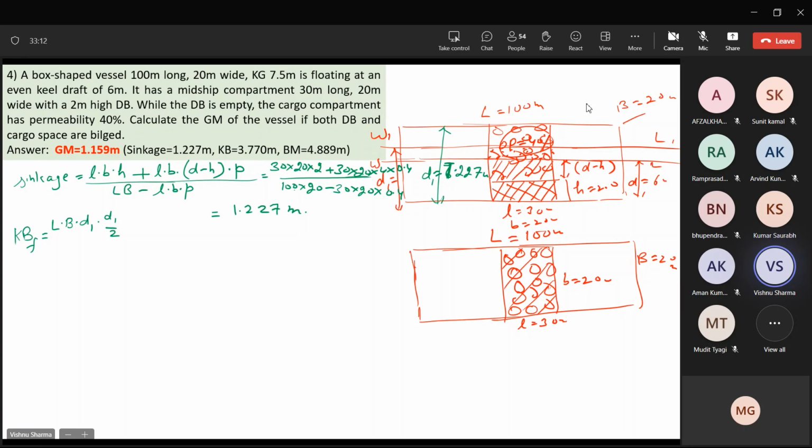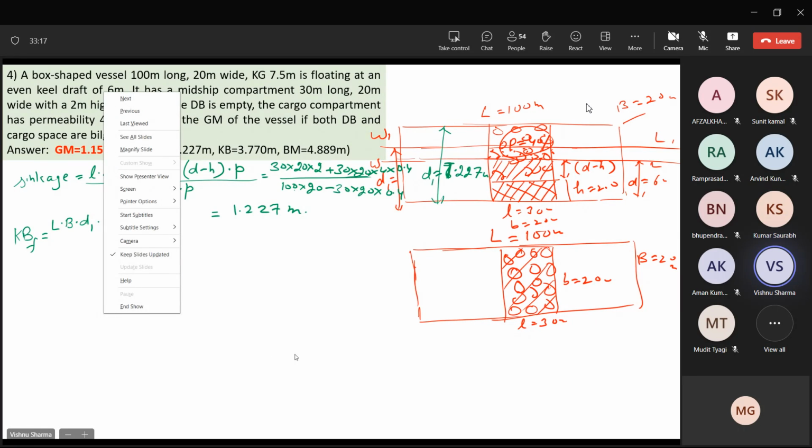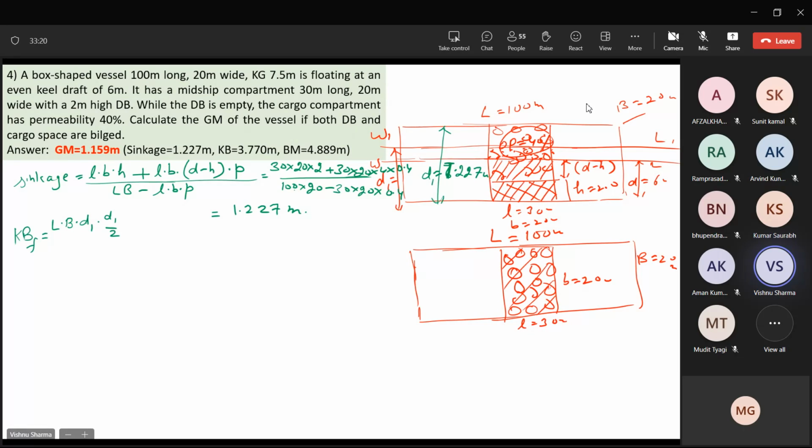From this, there are two volumes which are under the water but not contributing to buoyancy. So we will knock off their moments. Vertical moment of the buoyancy lost in way of the dB will be LBH into H by 2. Everybody has understood what I have done now? I have allowed for the vertical moment of the buoyancy lost up to 2 meters. Is that clear, beta? Yes or no? Sir, everything is clear, sir.